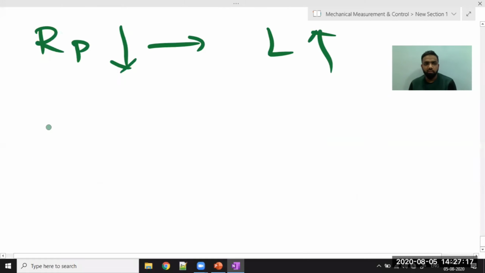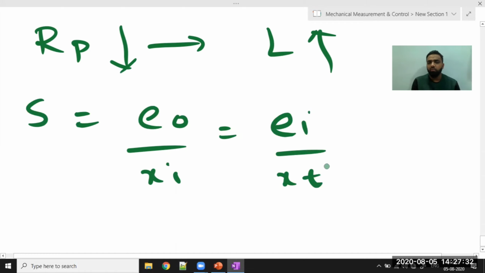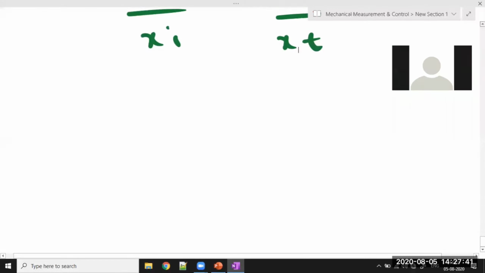Okay. Now just look at this thing, sensitivity. What did we define sensitivity as? Sensitivity was defined as E naught by Xi, right? Right now, and it was equal to EI by XT. Correct? It will be equal to EI by XT. I hope you're getting it. Right or not? Yes, sir.